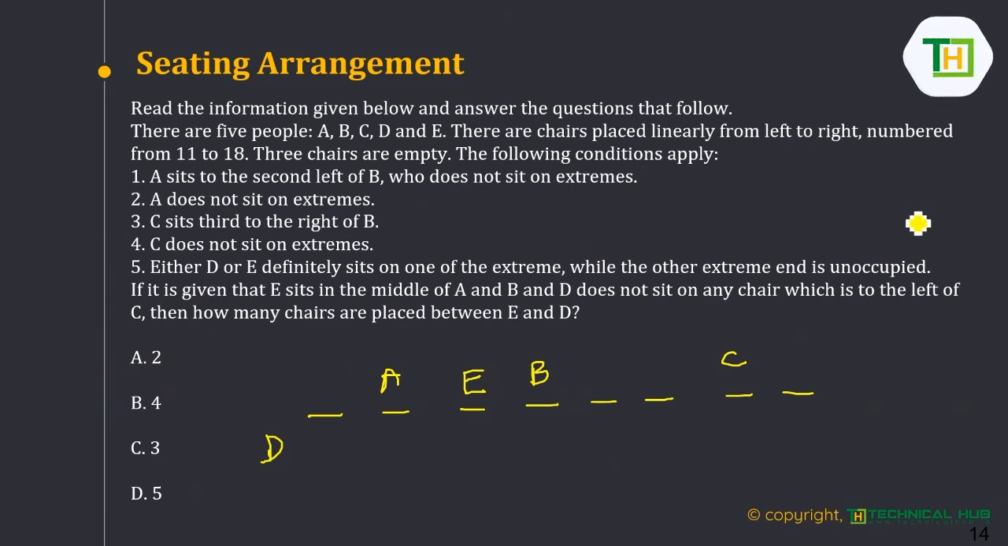So which is to the right. In this, left replaces right of C. So right of C means D's exact position is here. Okay, the other extreme end is empty. So D sits on one of the chairs which is to the right of C. Right of C means here. So how many chairs between E and D? 1, 2, 3, 4. So 4 is the right answer. Little bit of mistake here: left replaces right here. Okay.